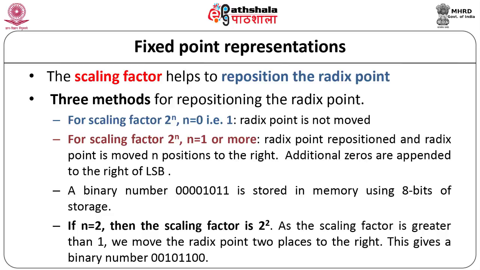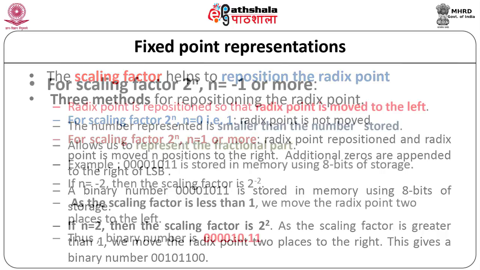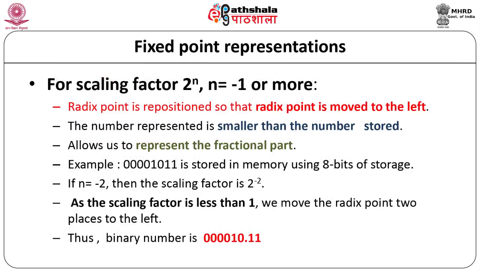So, let us consider a binary number 00001011 stored in memory using 8 bits of storage. If n is equal to 2, then the scaling factor is 2 raised to 2. As the scaling factor is greater than 1, we move the radix point 2 places to the right. This gives a binary number 00101100.